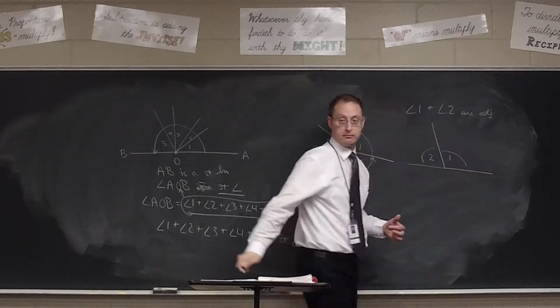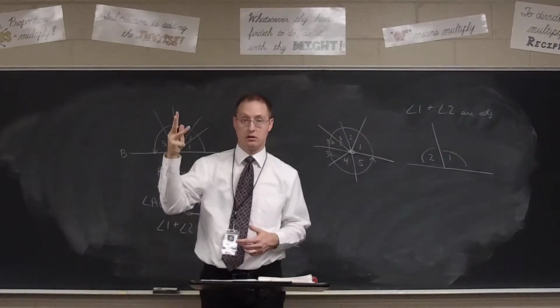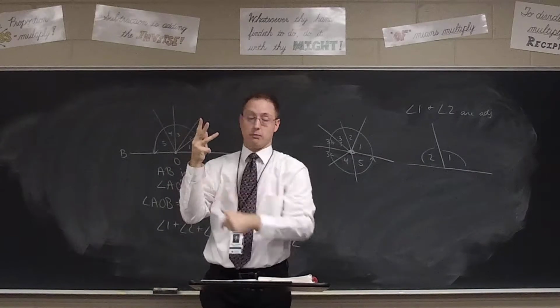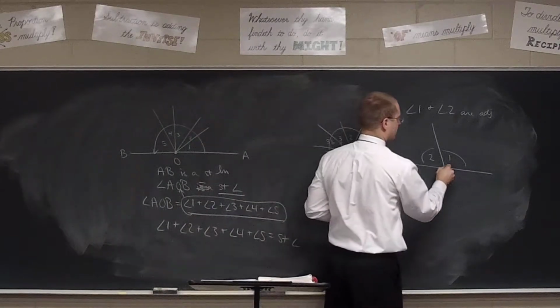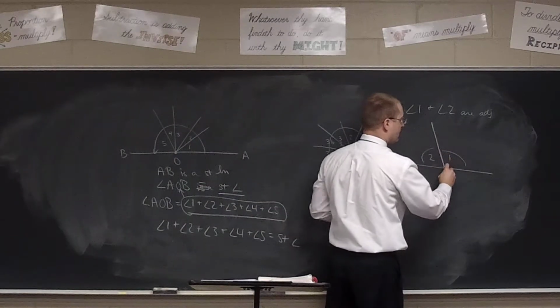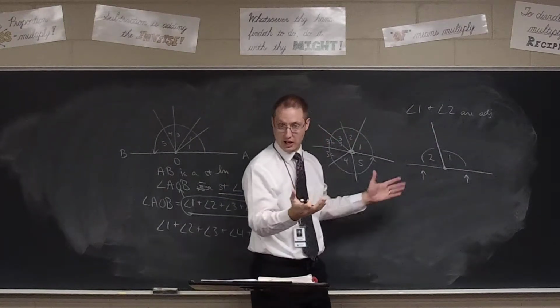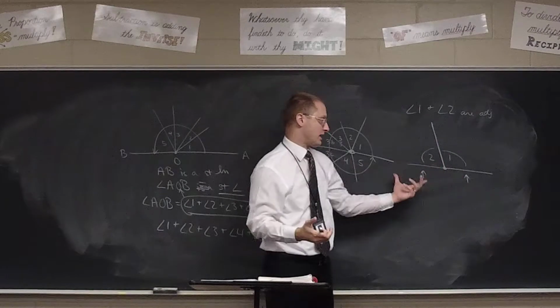What does that mean? Three things. Same vertex. Same side. Common side between them. Good. Common vertex, common side between them. So therefore, since the common side is between them, these two sides are referred to as their exterior sides. Not the internal side that's shared, but the exterior sides.